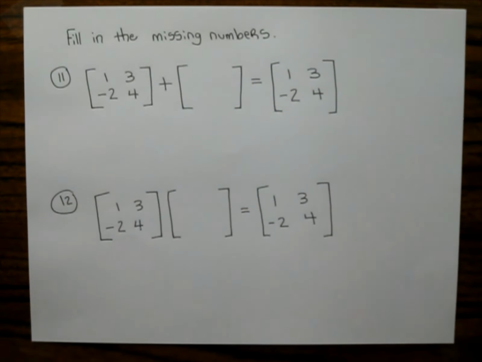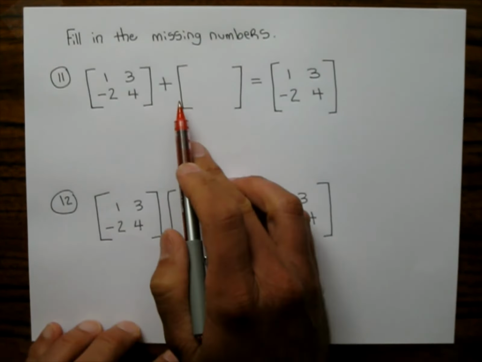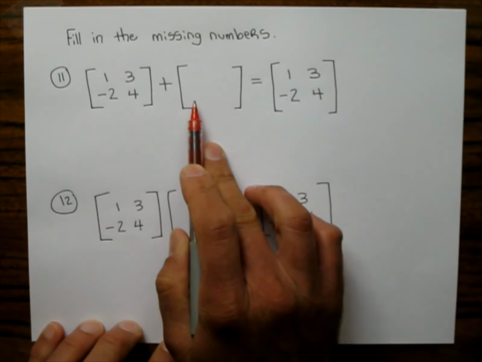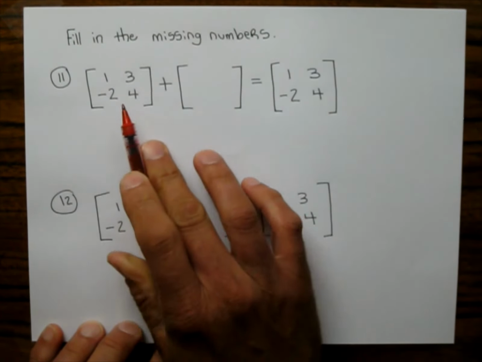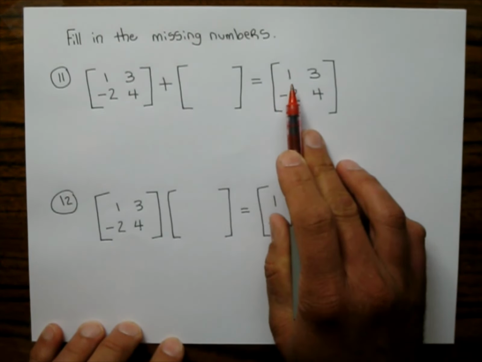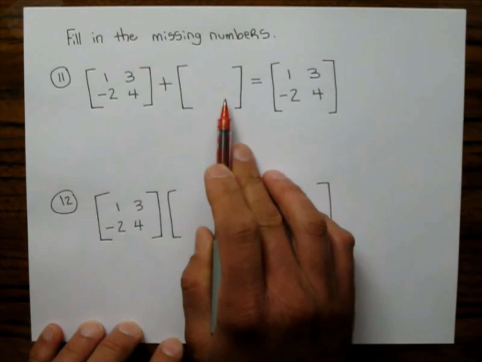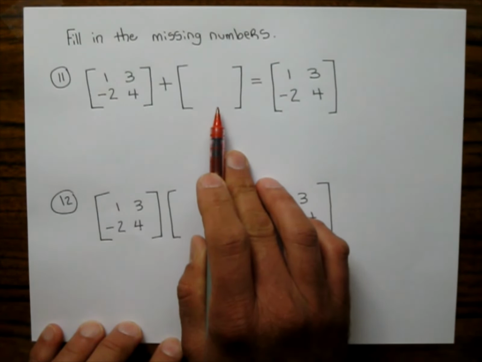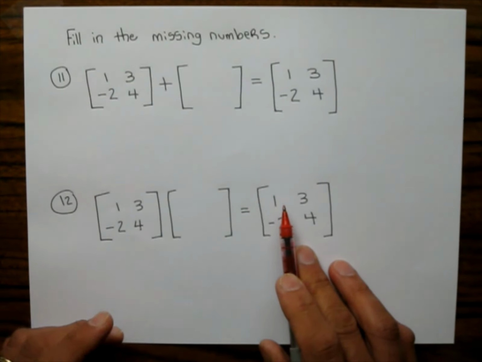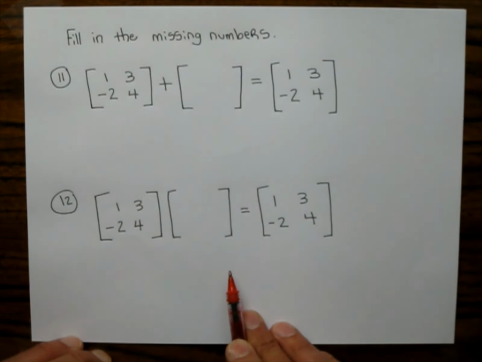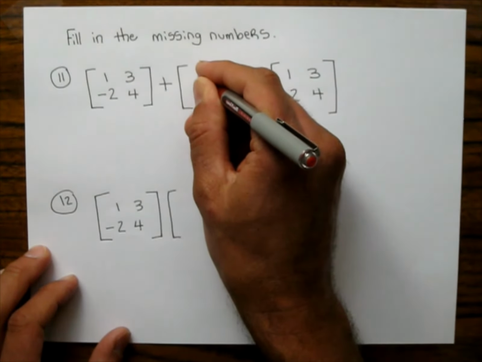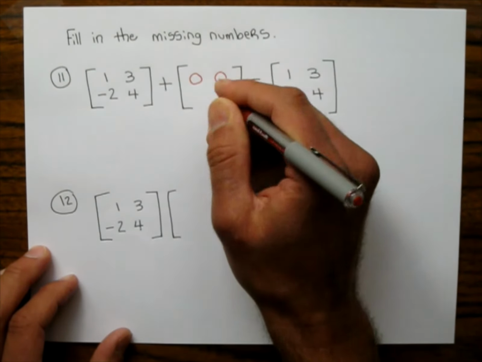Okay, so what do we have here? We have 1, 3, negative 2, 4, plus some unknown matrix. It's going to be a 2 by 2 because that's how addition is defined. It has to be the same dimension. And you end up getting 1, 3, negative 2, 4. So what are we going to put there? Well, hopefully you could pause the video and figure that one out. You might be able to figure this one out as well. So for this one, you're going to put all zeros there.